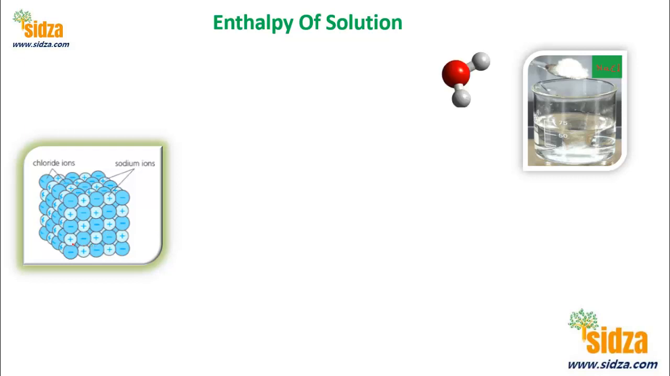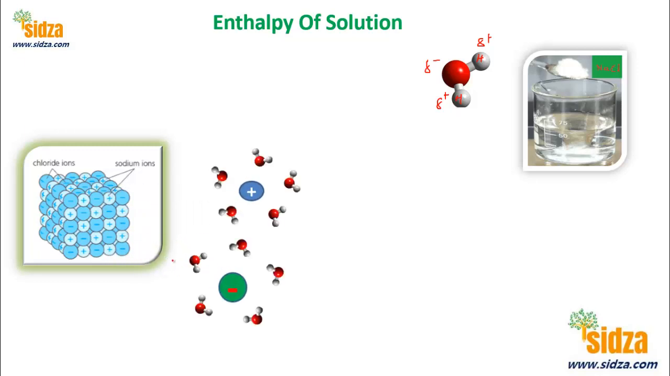Water, we know, is polar. It has hydrogen, which is delta positive, and oxygen, which is delta negative. So when you put any solid in the water, the ions which are tightly held together in the crystalline solid get dissociated, and in the solution form, the water molecules start interacting with the cations and the anions. So water, as we know, is polar and it is going to interact with the cation and the anion.